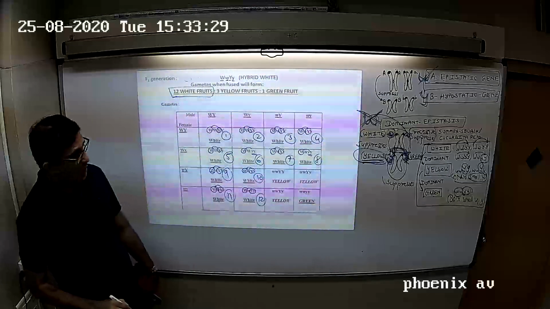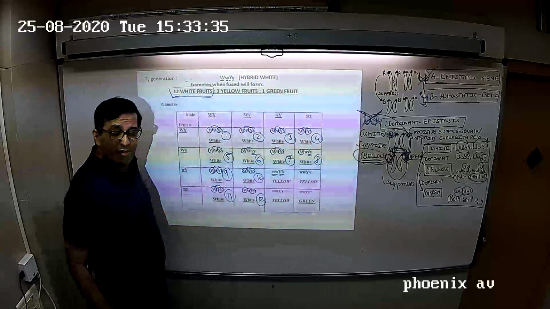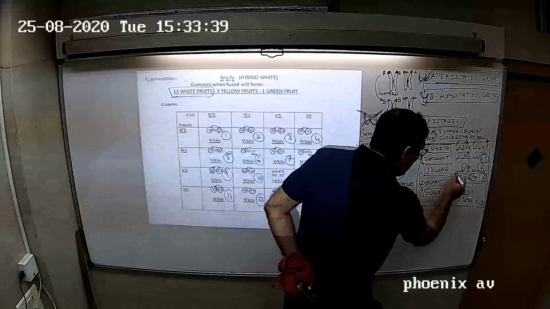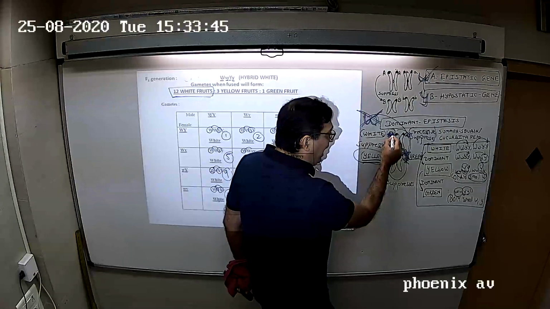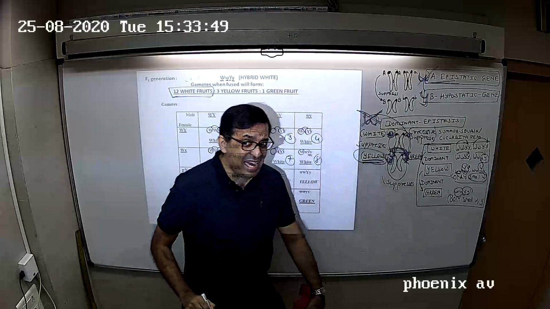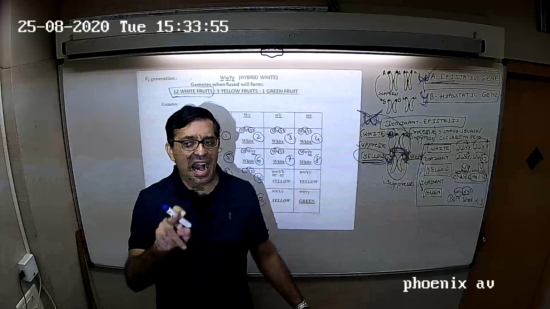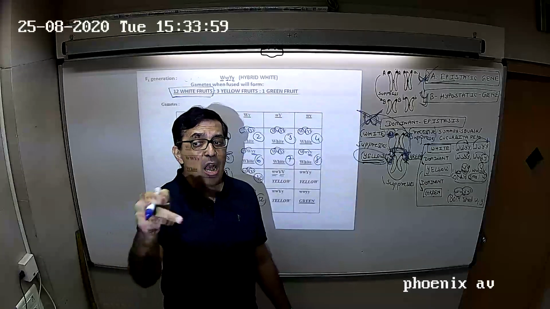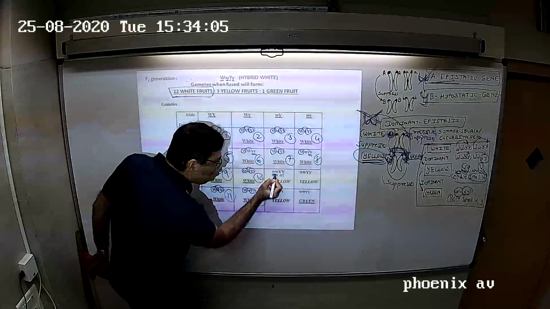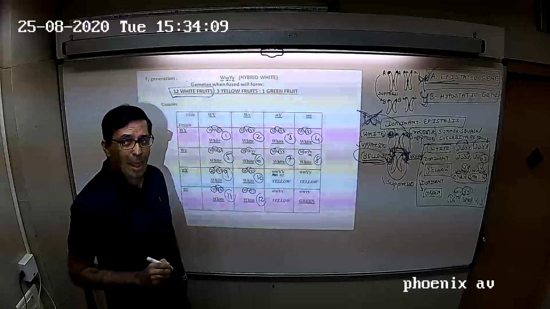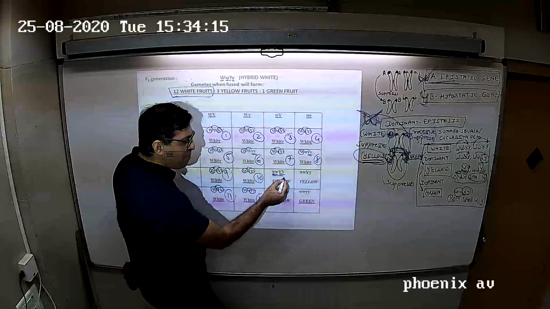Now, 12 white fruits. Check this. Small w, capital Y. Oh wow. Small w, capital Y. The small w means the epistatic gene, capital W, is absent, and capital Y will produce yellow color. So, small w, epistatic capital W is absent. So, what will capital Y produce? Yellow color. So, this will become yellow.